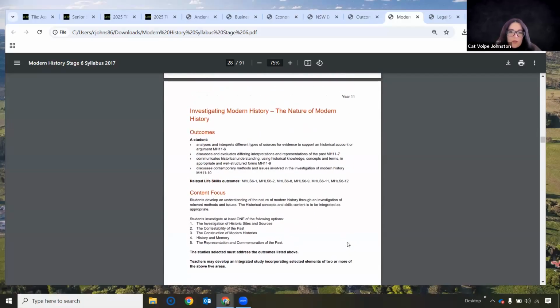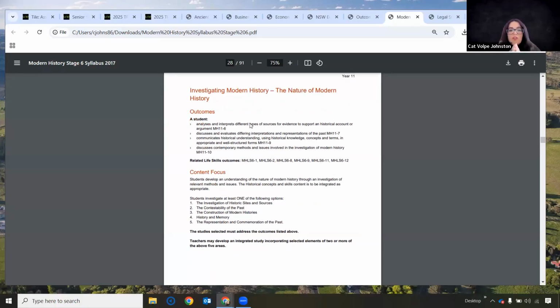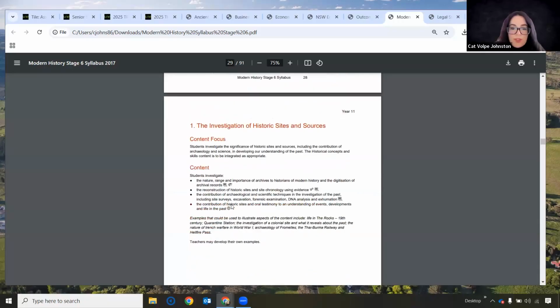All right, so the first one again is investigating modern history. The content you are choosing is from one of these: the investigation of historic sites and sources, the contestability of the past, construction of modern histories, and so forth. You're choosing one of those in modern history, okay? And these are the outcomes that pertain to any one of these options here. So you could choose number 3, 4, or 5, it doesn't matter. These outcomes are all relevant to those units of work.